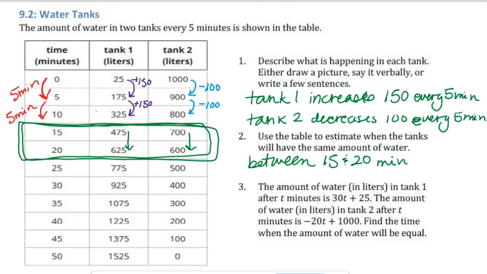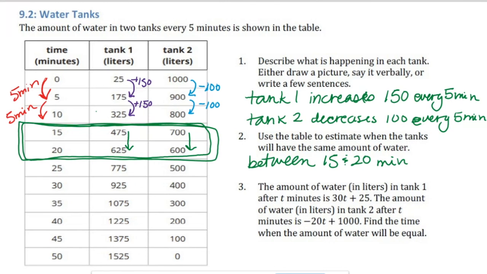Okay. Number 3. The amount of water in liters in tank 1 after T minutes is 30T plus 25. The amount of water in liters in tank 2 after T minutes is negative 20T plus 1000. Find the time when the amount of water will be equal. Okay, so a couple things happening here.